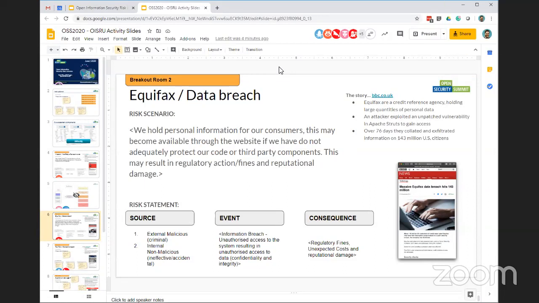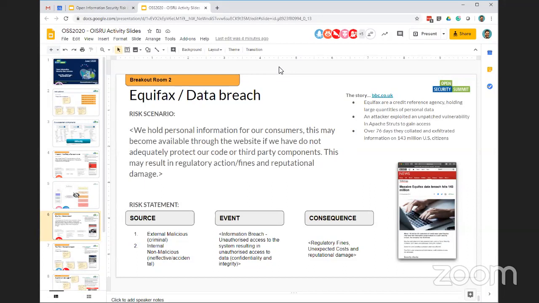Yeah, happy to. So we spent a little bit of time trying to describe the risk scenario in a way that we thought the business would understand, and started with that. A good point was made that actually we might come back to that once we've been through the structured approach to the source, event, and consequence. So yeah, probably a little bit of value in that.